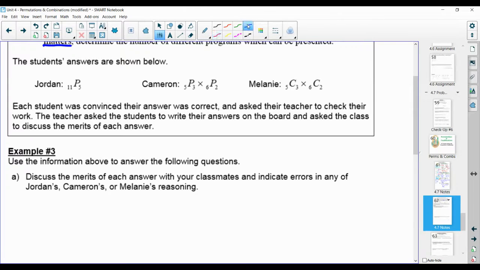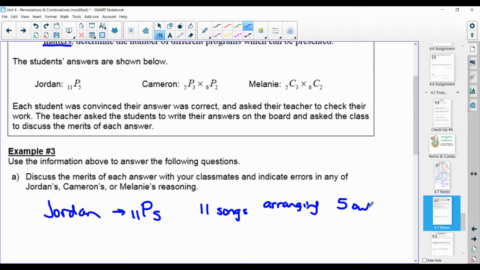So starting off with Jordan. Jordan wrote 11 pick 5. So what does 11 pick 5 mean? Well, that means that she's looking at 11 songs and she's arranging 5 of them. So she's having 11 songs, and so she's arranging 5 out of 11 songs.